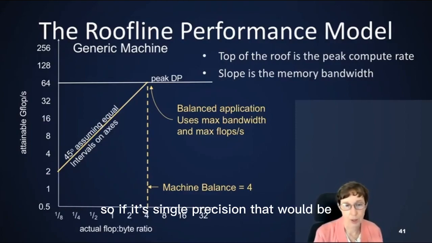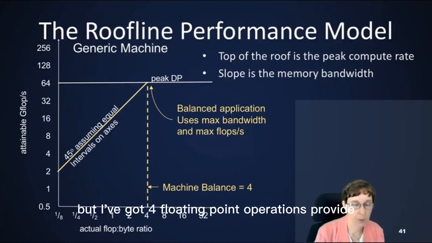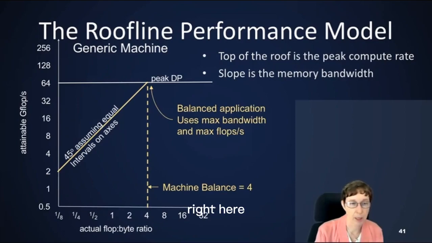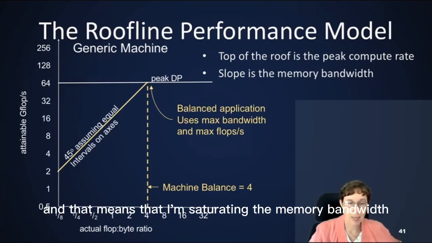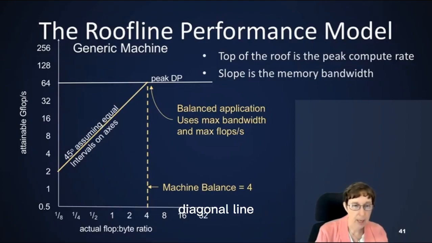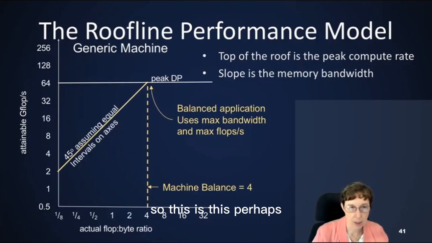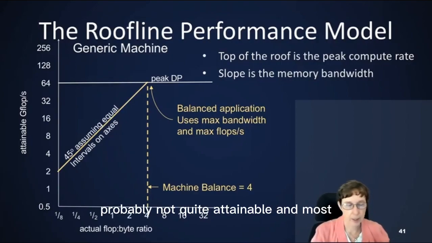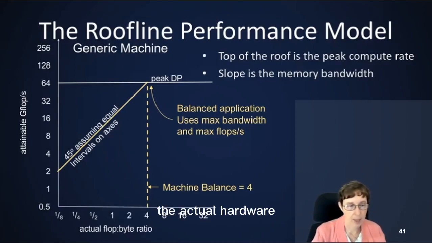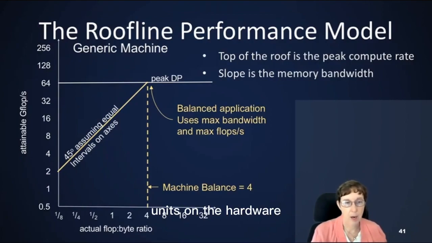So if it's single precision, that would be 8 times higher, but I've got four floating point operations per byte right here. And that means that I'm saturating the memory bandwidth because I'm right here at this diagonal line, and I'm also saturating the floating point operation. So this is probably not quite attainable on most of the actual hardware, but an upper limit is I've fully saturated both the floating point units on the hardware and the memory bandwidth of the hardware.